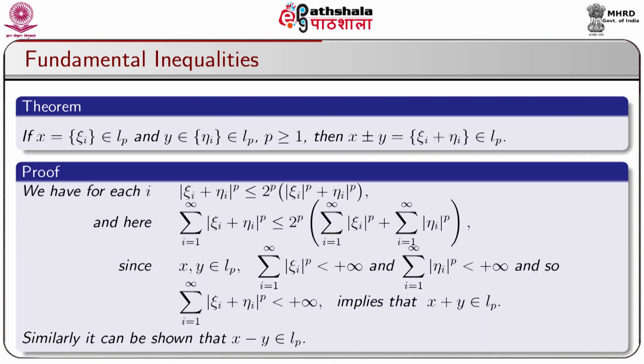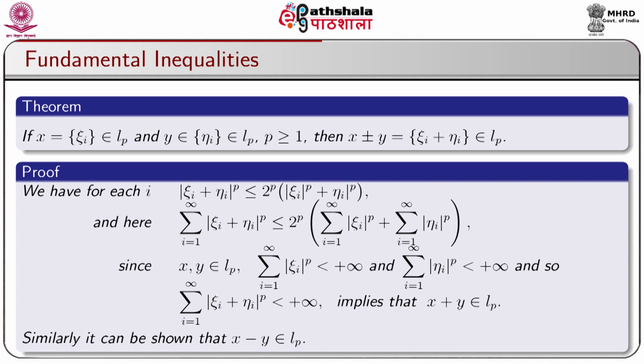We get another theorem: if x = {ξ_i} belongs to small l^p and y = {η_i} belongs to l^p, where p is greater than or equal to 1, then x + y = {ξ_i + η_i} belongs to l^p. The proof is that for each i, |ξ_i + η_i|^p is less than or equal to 2^p times (|ξ_i|^p + |η_i|^p), and hence the sum from i = 1 to infinity of |ξ_i + η_i|^p is less than or equal to 2^p times (the sum from i = 1 to infinity of |ξ_i|^p plus the sum from i = 1 to infinity of |η_i|^p).